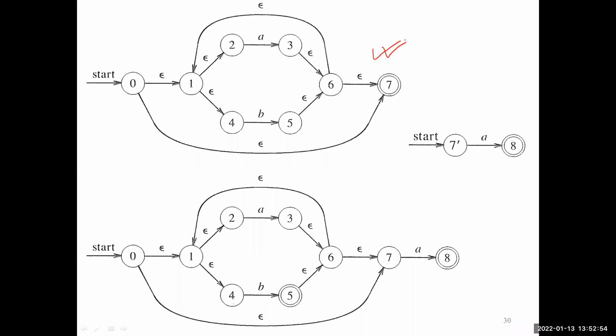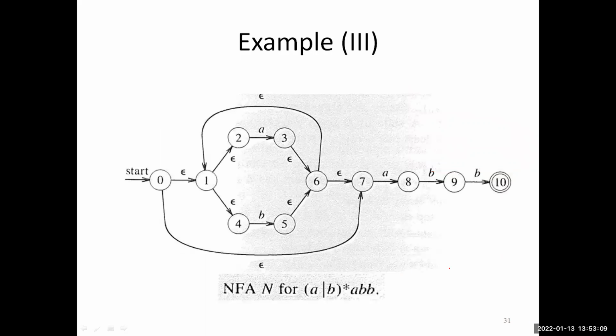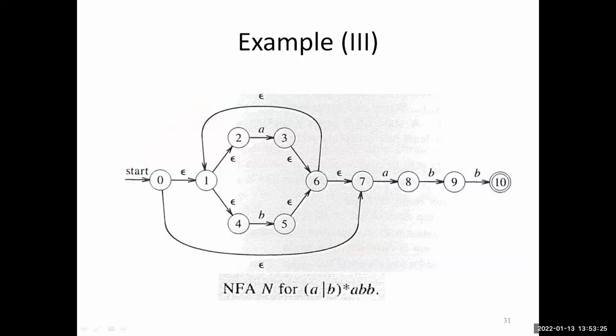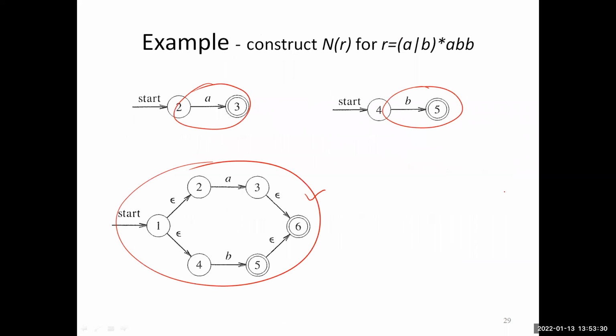Then post that, the next character is A. So combining them together, 7 to 8, is a concatenation operation. Here for concatenation, we are not adding any further states in between to reduce the complexity, but you can, as per the previous elements. So this part of the string is (A or B) whole star, and this part of the string is ABB. I'm just showing you an explanation of this construction process.